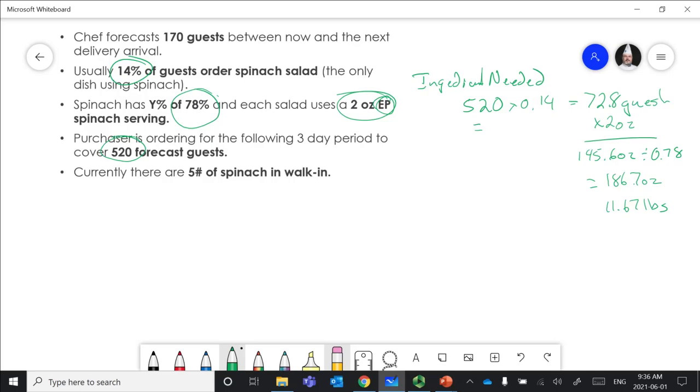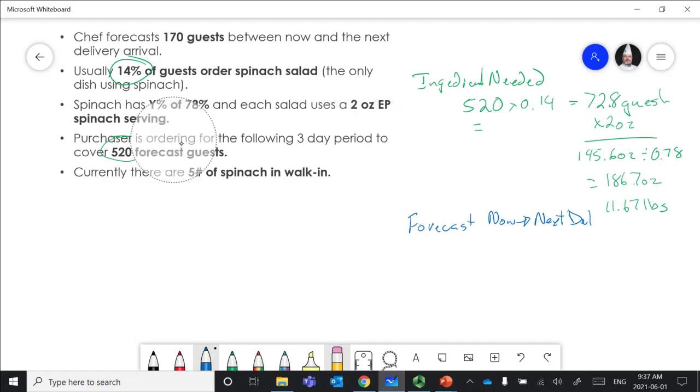Okay. The next thing we need to figure out is how much do we think we're going to use between now and the next delivery, right? So I'll change colors here. So my pen will work. So forecast between now and next delivery. Okay. So what are we saying? We have 170 guests are going to come in before the next delivery, right? So we have 170 times our 14% will give us the number of guests that we expect to eat the spinach salad.